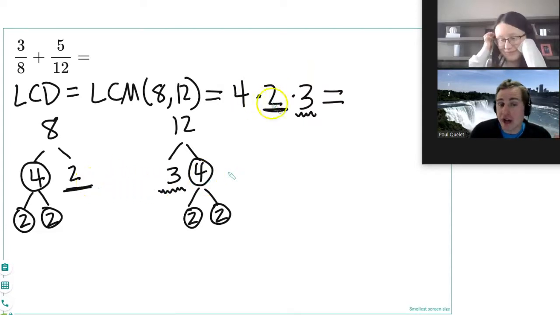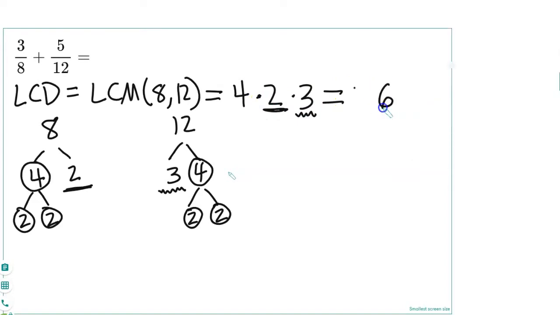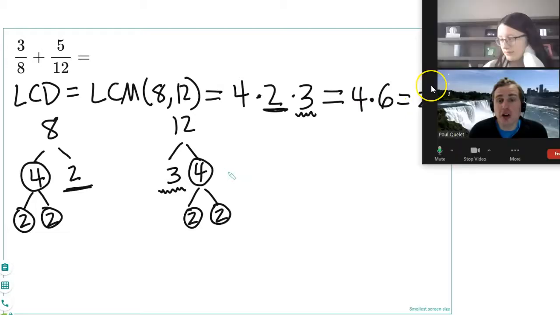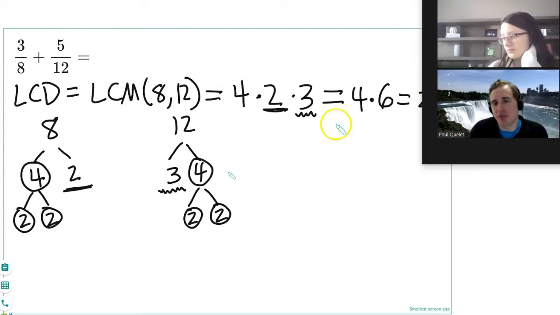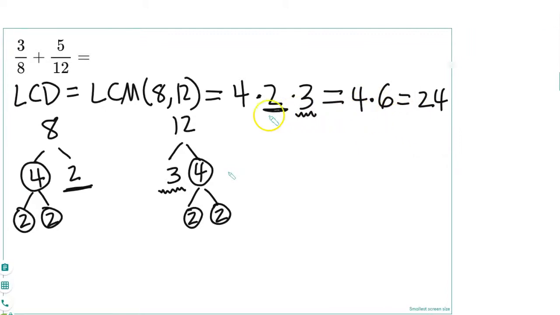And by the way, 4 times 2 times 3, you can do that in any order, right? So I suggest start with the smallest numbers. Let's start with 2 times 3. Gives you what? Yep, so we need 4 times 6, which is what? 24. Notice you could have done 4 times 2 to get 8. 8 times 3 is also 24. Or you could have done 4 times 3 is 12, and then 12 times 2 is 24, same thing. So you're saying the least common multiple is 24. That's the least common denominator.